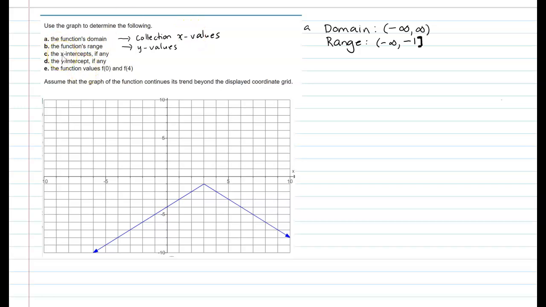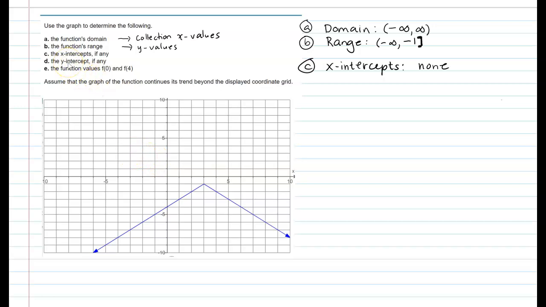So next, x-intercepts. So this is A, B. Now what about letter C? We're looking for x-intercepts. When you say x-intercepts, that's the intersection at the x-axis. Does the graph intersect at the x-axis? No. So therefore, you would just say none. No x-intercepts. There's no intersection at the x-axis.